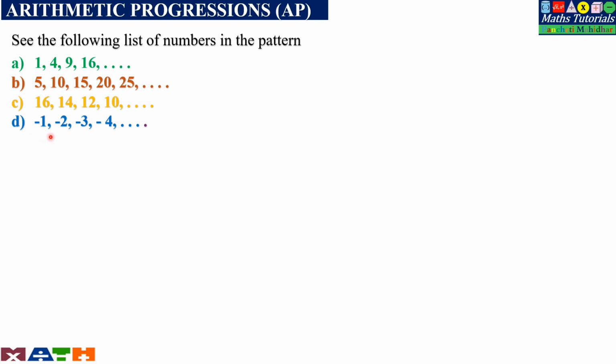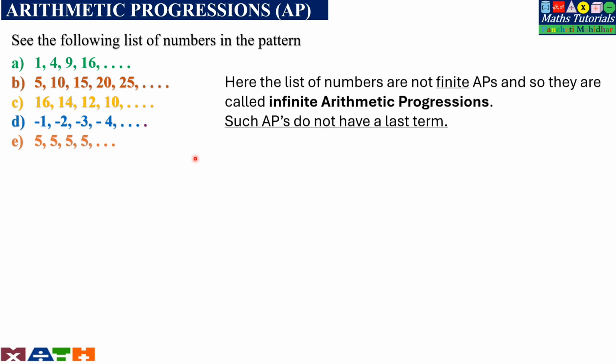Here we are adding minus 1 to the first term. Minus 1, minus 1, minus 1. Next one is minus 2, since minus 1 of minus 1 is minus 2. So we are adding minus 1, again minus 3, again minus 4, like that. 5, 5, 5, 5. What are we adding, subtracting, or multiplying? Here we are adding 0 to the first term. 5 plus 0 is 5, 5 plus 0 is 5, again 0. So here the common difference is 0.